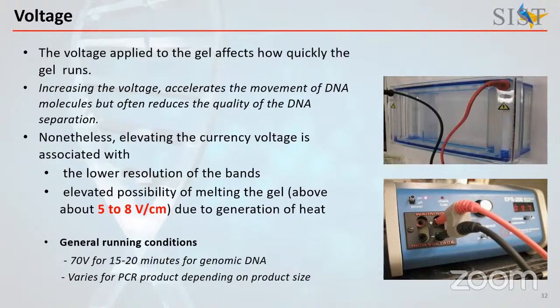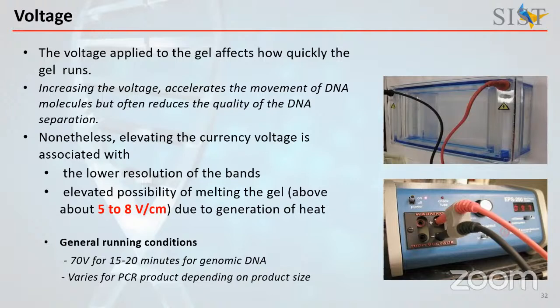Nonetheless, elevating the current voltage is associated with two things. One is the lower resolution of bands, as I have said, because it will make the DNA migrate faster and the resolution of bands will be too low. And it can also affect the gel by causing it to melt, all right? Because when the voltage is too high, it will create heat on the gel matrix. The heat will affect the gel and make it melt. So we shouldn't apply too high a voltage in gel electrophoresis.